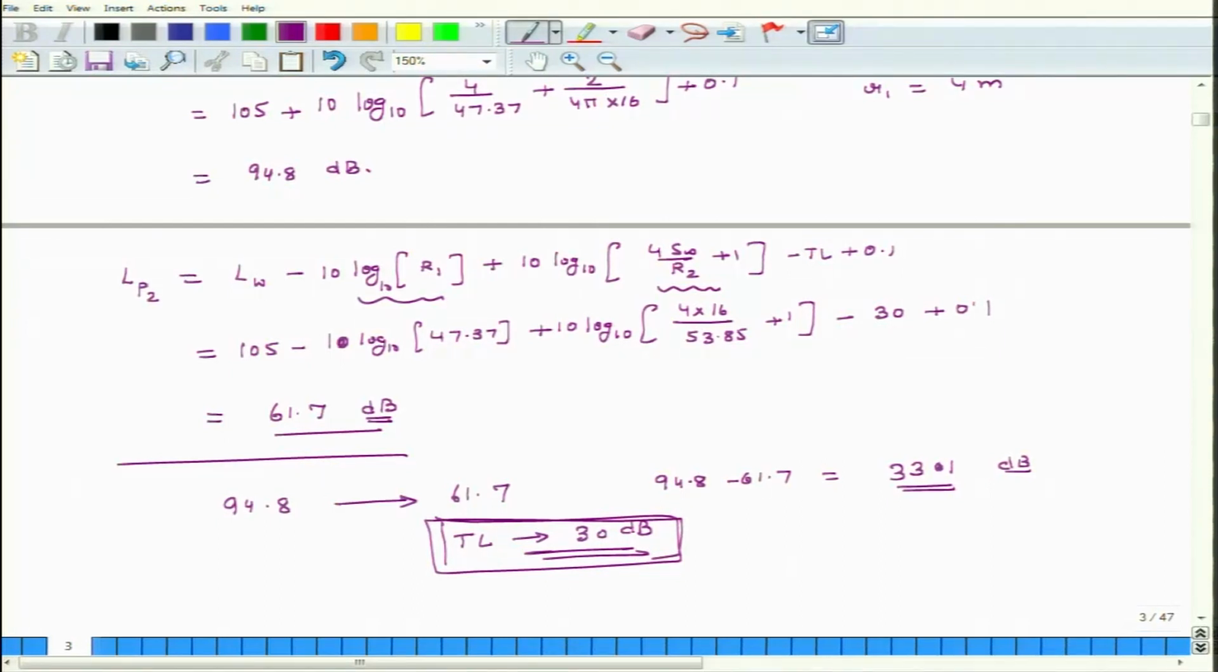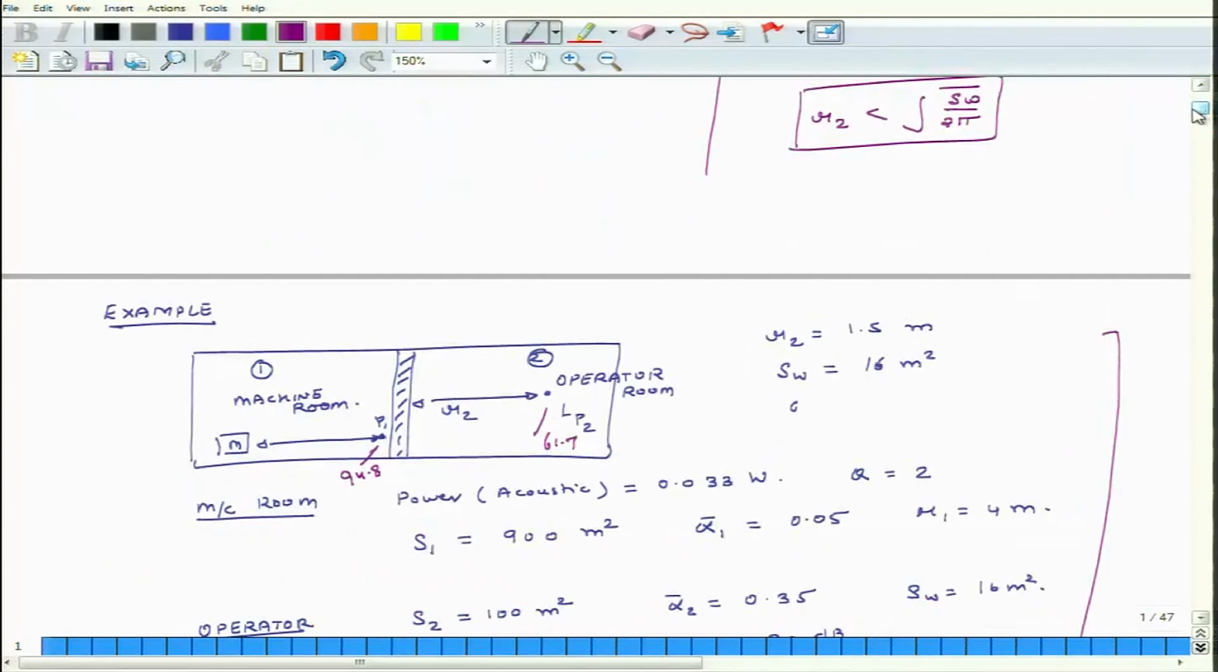A lot of times people in the operator room, and this is a very common problem, ask that their operator room is lined with sound absorbing materials, and still they think that the sound level in the room is very high and they want to reduce it. And a lot of times the question is, if you increase the quality of this sound absorbing material in this room, will that reduce the sound pressure level in this room significantly?